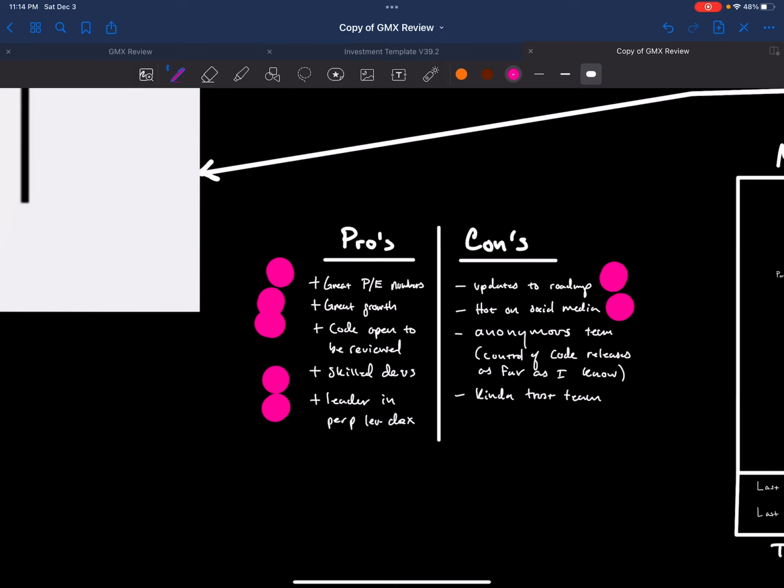It's hot on social media, so it's super hyped right now, but that's because people are finally leaving centralized exchanges. And it's an anonymous team, which means control of the code and releases, as far as I know, is controlled by this anonymous team that controls the Git repository.